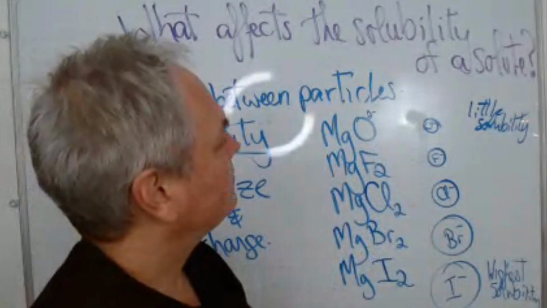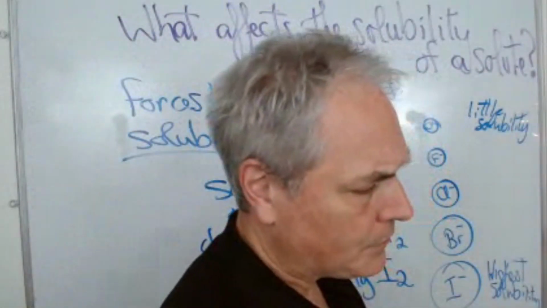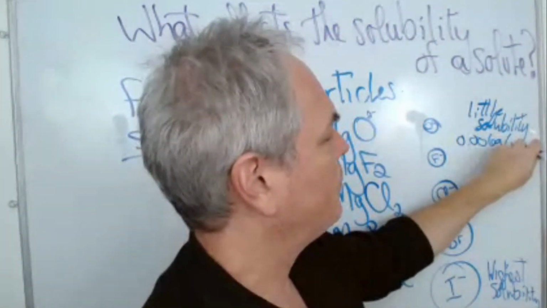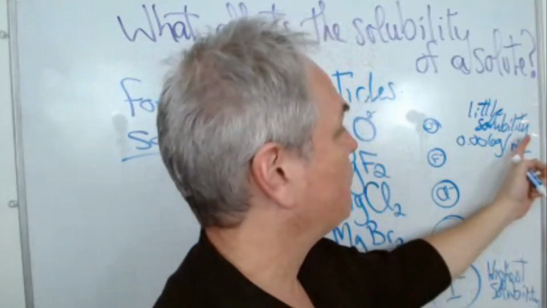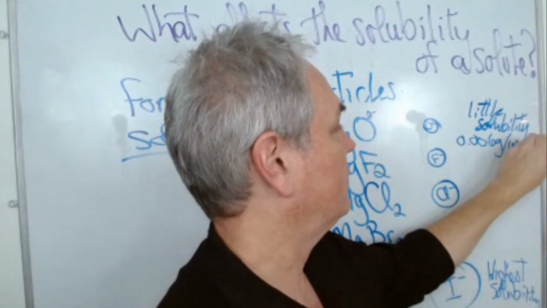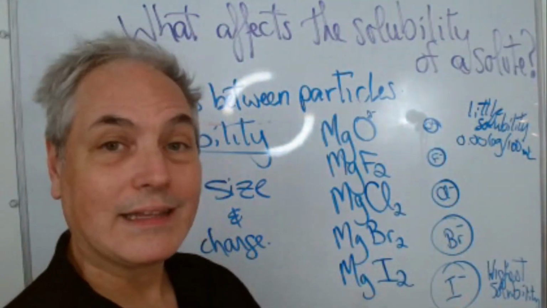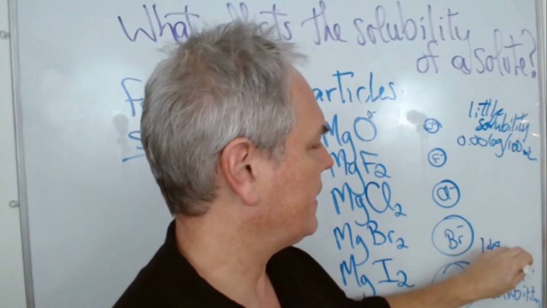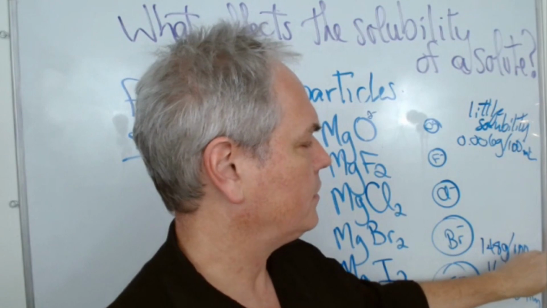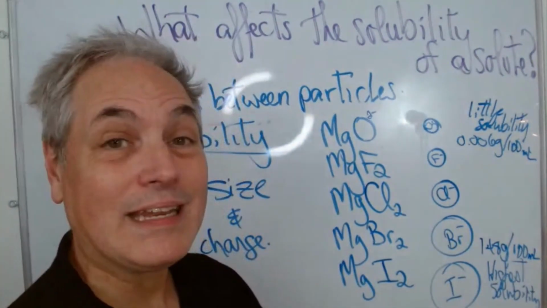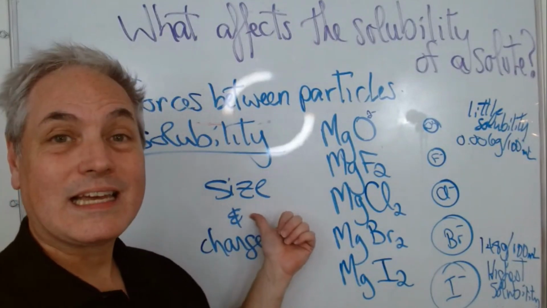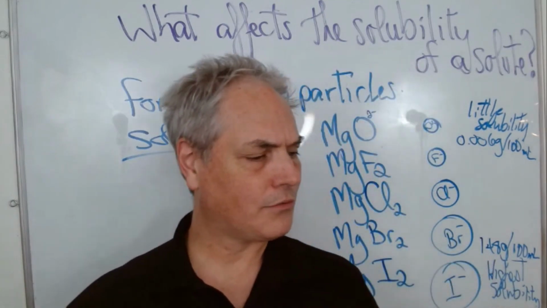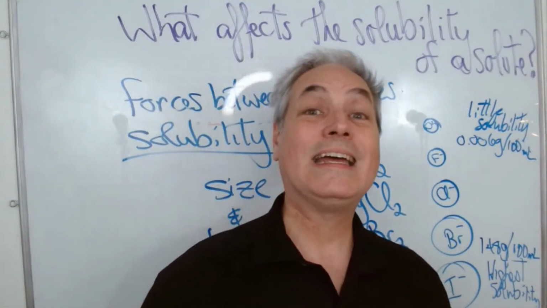So for example, for magnesium oxide here, I have 0.006 gram per 100 milliliters. Whereas if you go here with the magnesium iodide, you end up with, they mention here, 148 grams per 100 milliliters. So what happens here is that depending on the charge and depending on the size, that can affect the solubility. Now, the next aspect here is about the fact that some compounds are more soluble than others.